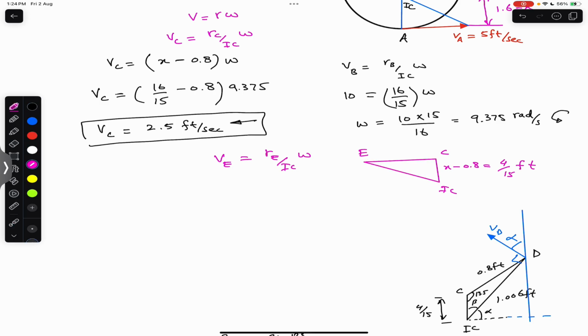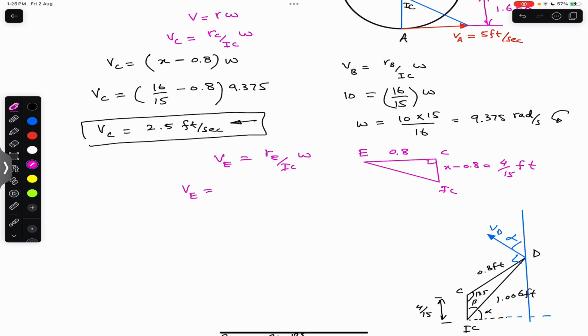We know this as well. This is 0.8. So now this is a right angle triangle. This is the hypotenuse, which will be the length of R of E instantaneous center. So we can find it using Pythagoras theorem. So that will enable us to find the velocity of point E.